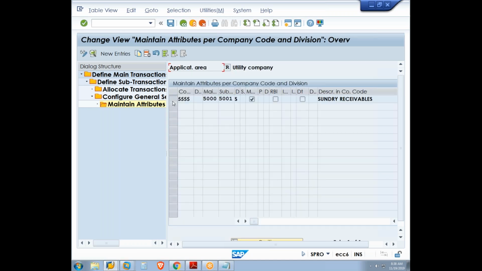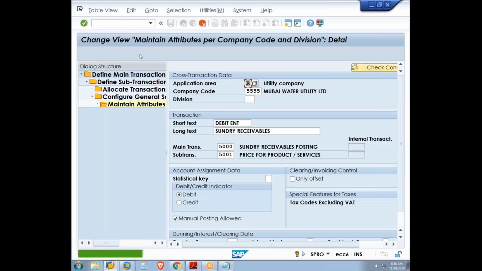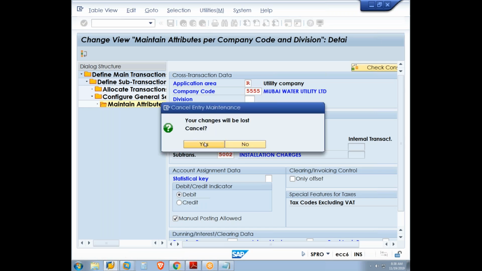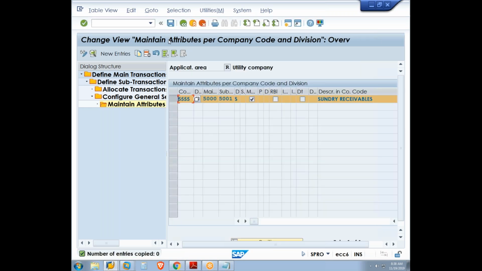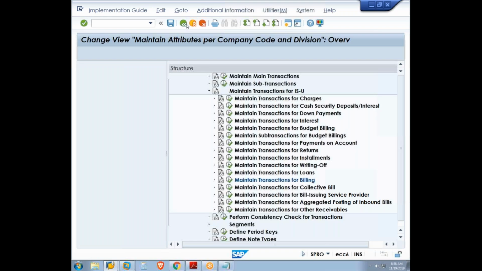Now let me select this particular line and then copy. Now I'm saying debit entry, sundry receivable, then 5002. What is 5002? Installation charge. Specify key within the main, sub transaction. So again, debit, it's not taking. So we'll come out and again go to main and select here.